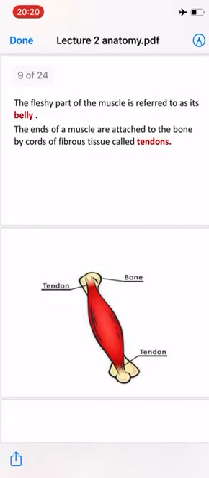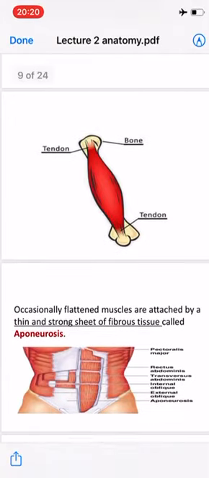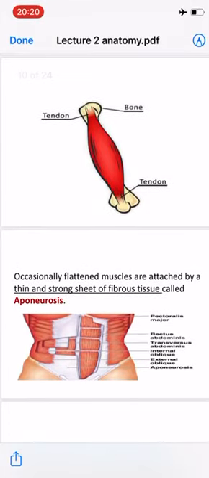And the fleshy part of the muscle is referred to as a belly. belly هو يمثل كتلة العضلة. And the ends of the muscle are attached to the bone by cords of fibrous tissue called tendons. tendons هو الأوتار. The tendon اللي هو الوتر يمثل cord of fibrous tissue by which the muscle ends attached to the bone. And this picture shows how the muscle attaches by the tendon to the bone.